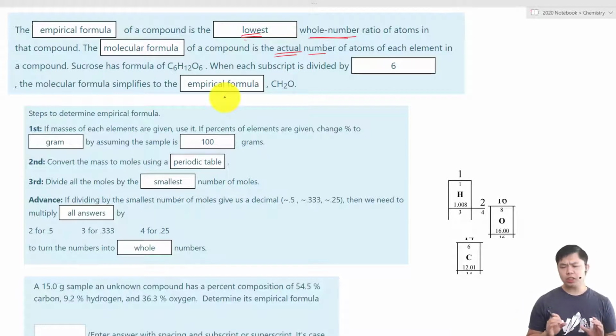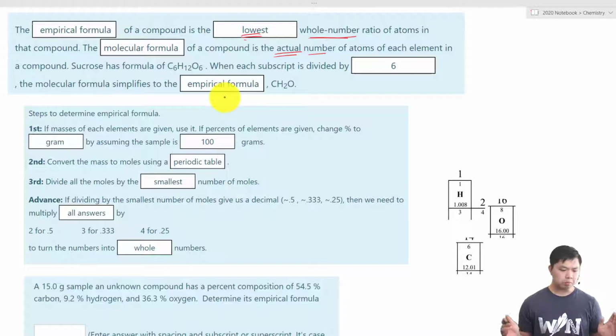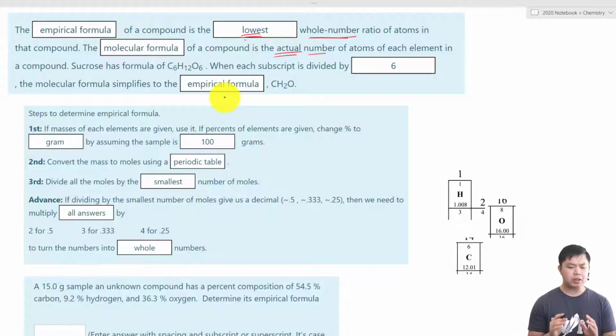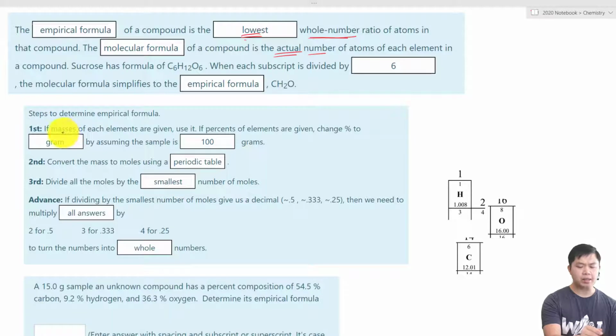Now, the biggest challenge for this type of problem is how do we determine the empirical formula from the experimental data that we know about each element in a compound. So here are the steps. The first step is that we need to determine the mass. Sometimes the mass is in grams, it's given to you, so just use it directly.